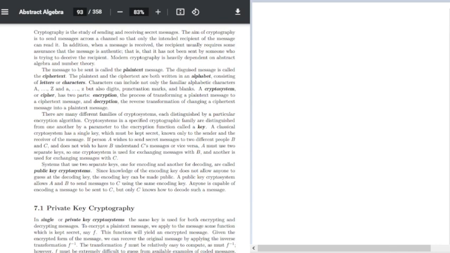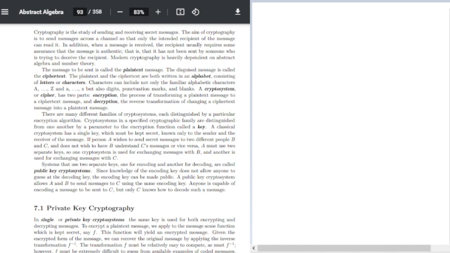The message to be sent is called the plain text message. The disguised message is called the ciphertext. The plain text and the ciphertext are both written in an alphabet, consisting of letters or characters. Characters can include not only the familiar alphabetic characters uppercase A all the way up to Z, and lowercase a all the way up to lowercase z, but also digits, punctuation marks, and blanks.